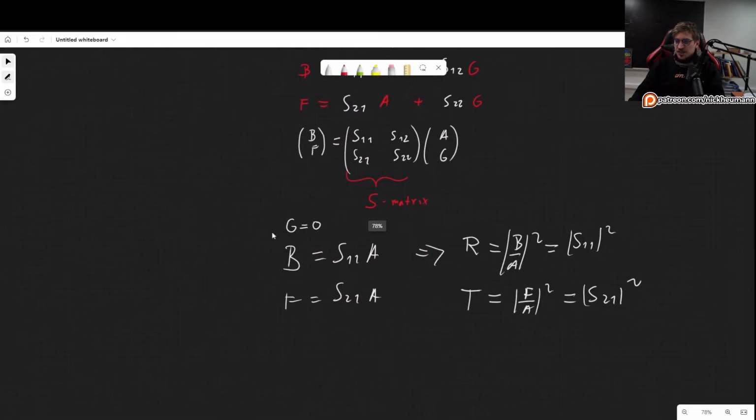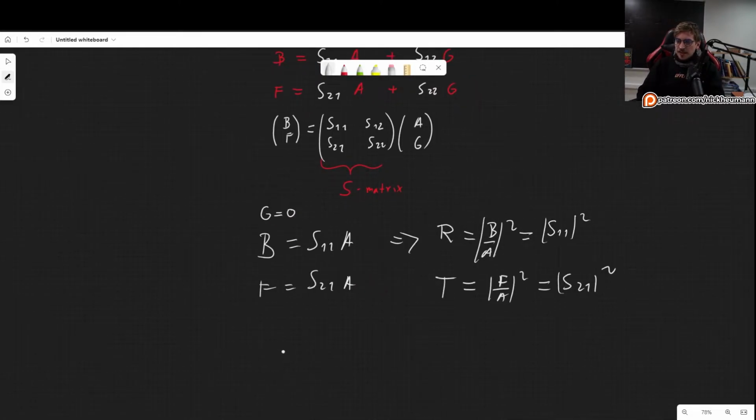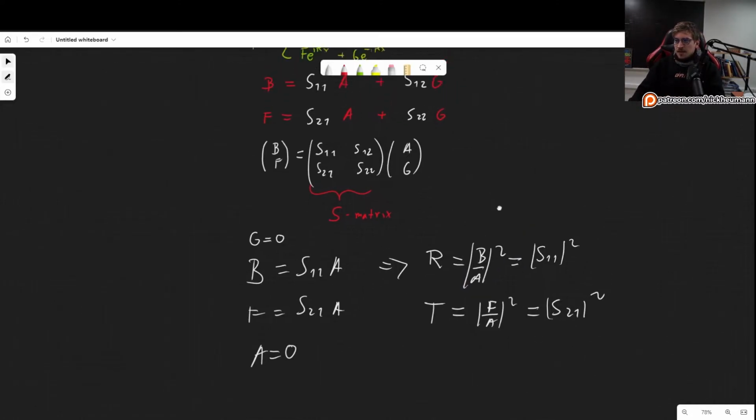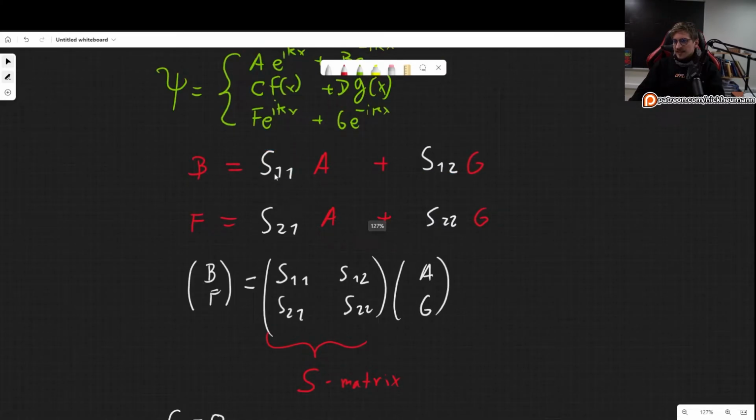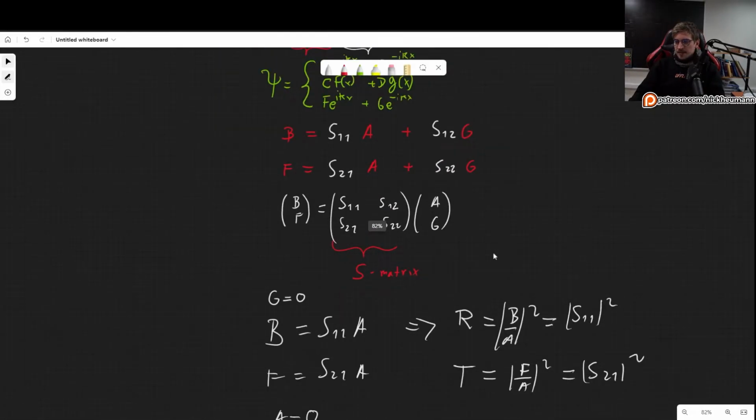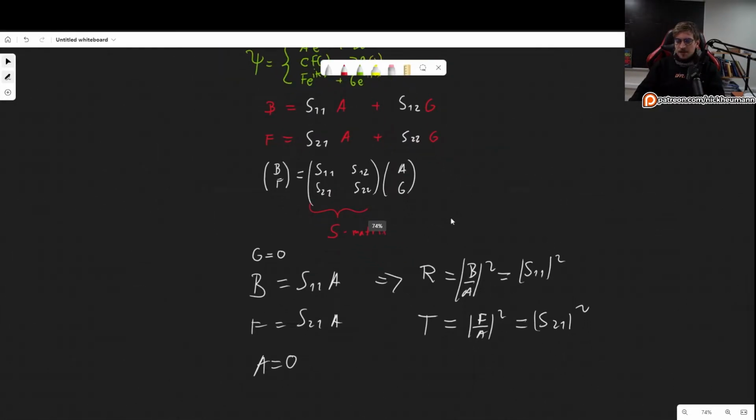This is, of course, in the case G is equal to 0. We can do the same in the case where A is equal to 0, which is scattering from the right, which we haven't done so far. But it doesn't really matter. It's simply a difference in the side that you're doing it from. In that case, instead of S11 and S21, you're going to get S12 and S22. So it is the exact same thing in principle.